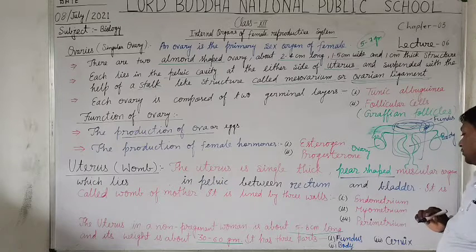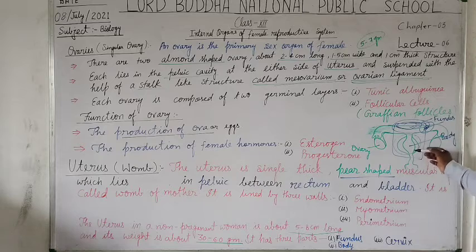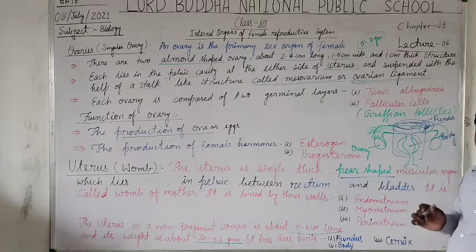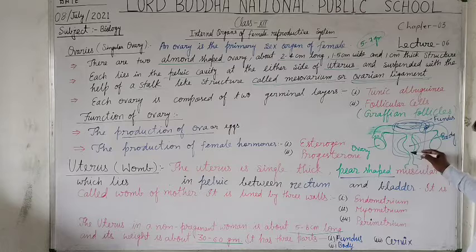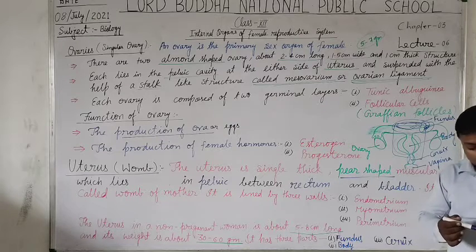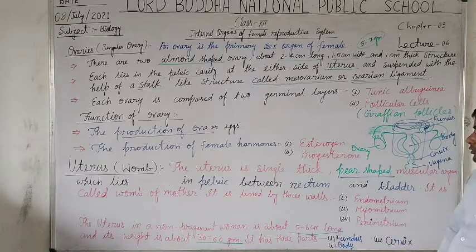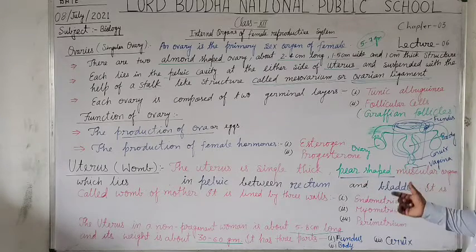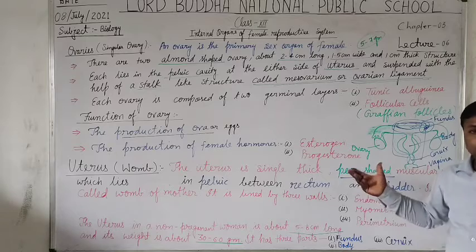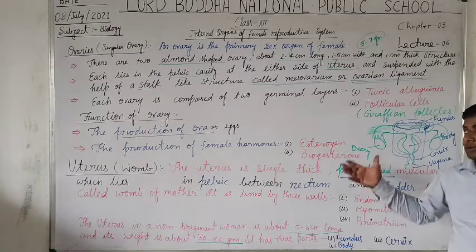Now students, you will clearly observe this middle part is the body, or the main body of the uterus, and the lowermost part communicates the uterus with the vagina. This is the vagina, and this is the lower part of the uterus, that is called cervix. The cervix communicates with the vagina.